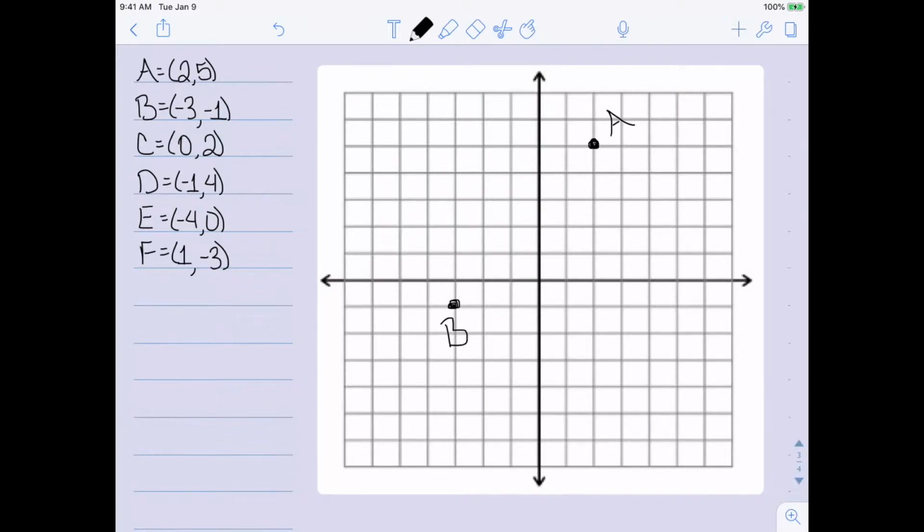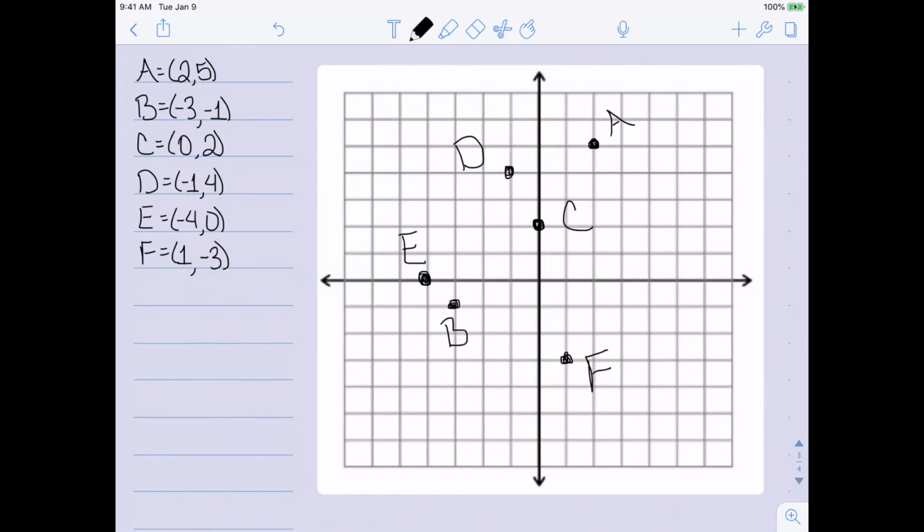There's B. C says (0, 2). So we always start at the origin. We don't move left and right at all. We move up 2. There's C. D says we move left 1 and up 4. E says we move left 4 and up 0. And finally, F says we move right 1 and down 3.